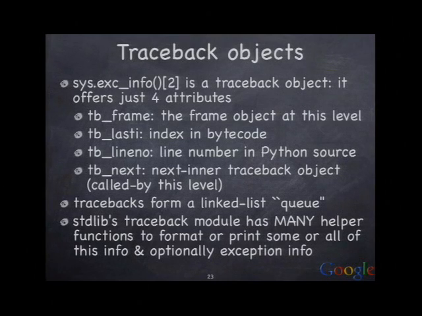So traceback objects are what you find in the third item of exc_info. You can basically look at it as a simple collection of four attributes. It's got no methods, no nothing. So it points to a frame. Within that frame, it says where the index in the currently executing bytecode is, where it stopped, and what's the corresponding line number in the Python source. Again, it's obviously helpful for debugging. And then there's a pointer to another traceback, which is the next one, meaning the next inner. So a traceback is essentially a linked list. The head is the one that called, where you finally got the exception.